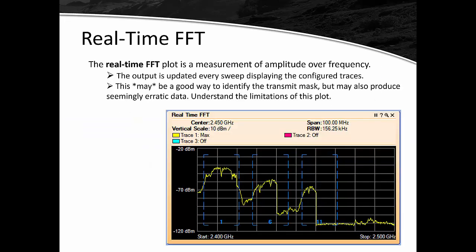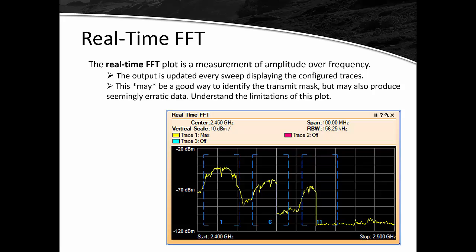Now let's begin to talk about the different views in a spectrum analyzer. And the first view we'll talk about is the real-time fast Fourier transform. Real-time FFT is a measurement of amplitude over frequency. So it's the strength of the RF energy on a given frequency.